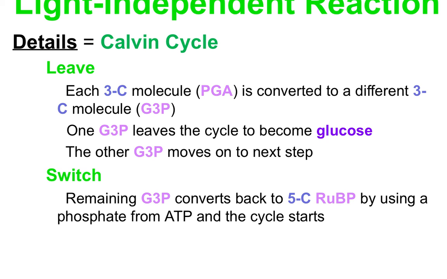All right, so then each of those 3-carbon molecules, or PGA, is converted into 3-carbon molecules called G3P. You following me? One of those G3P leaves the carbon cycle to become glucose. And another one moves on to the next step. The remaining 3 G3P is converted back to that 5-carbon RuBP, and that's by using a phosphate off of the ATP. And the Calvin cycle starts all over again.